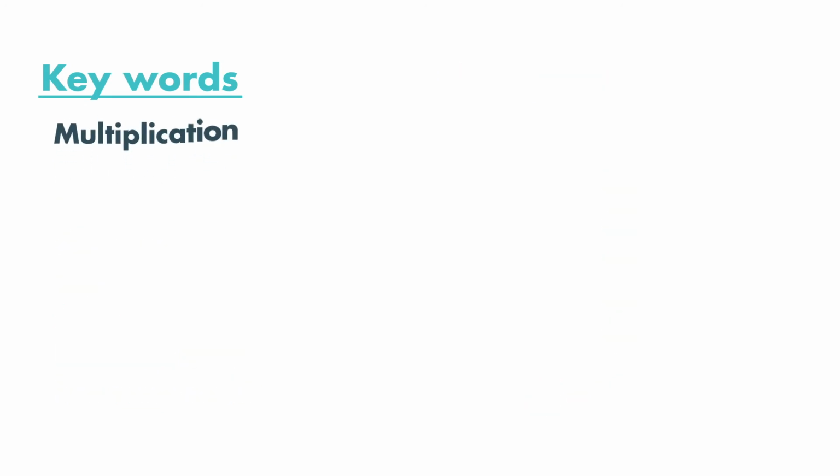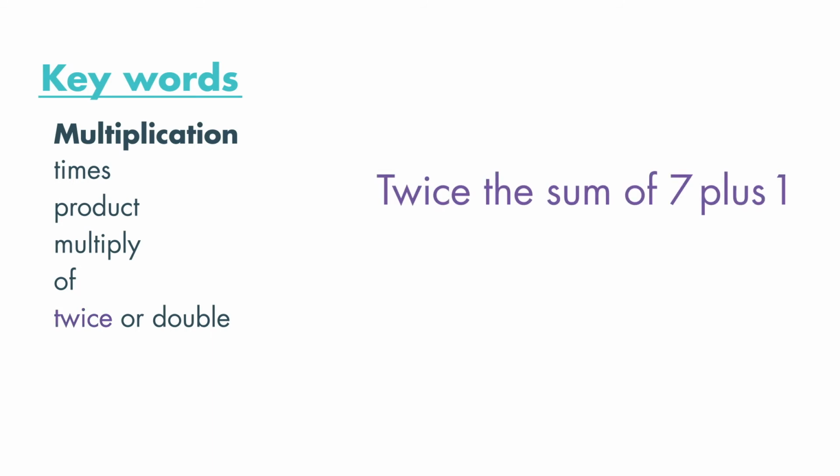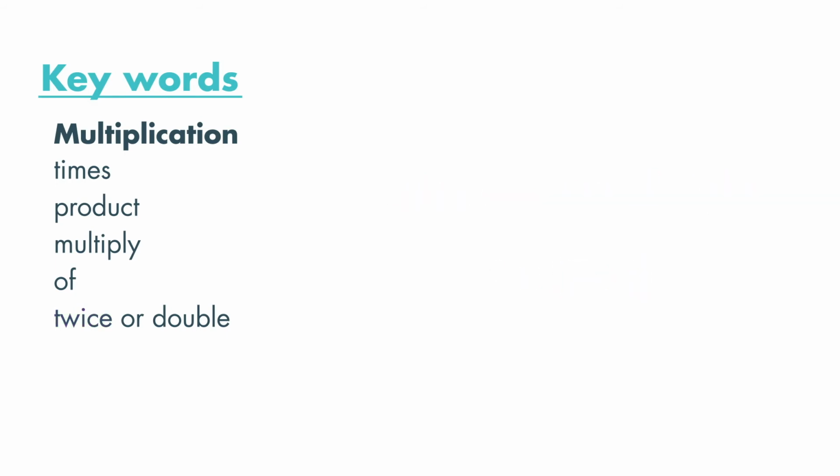Here are some keywords that clue you to multiply. Twice means to multiply by 2. Twice the sum of 7 plus 1 is written as 2 times 7 plus 1. In the phrase 1/2 of 2 cups, the keyword of tells us to multiply. We write the expression 1/2 times 2.